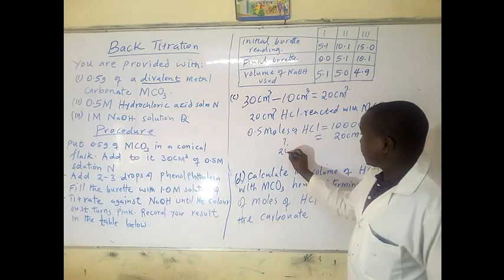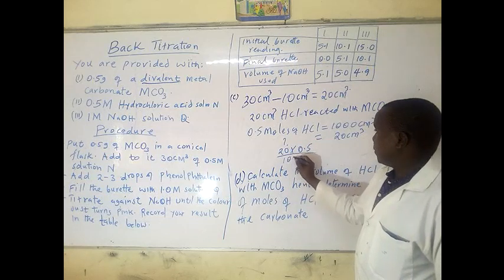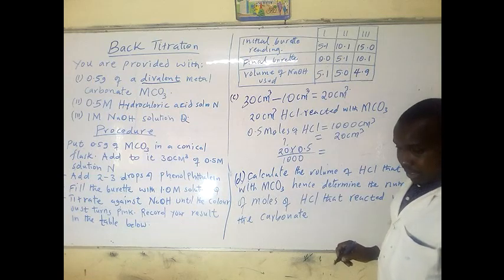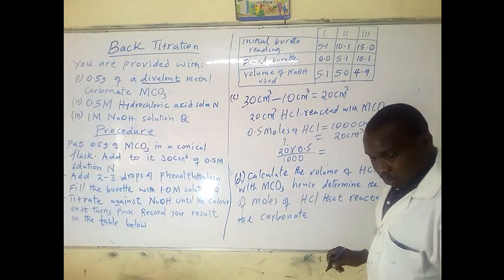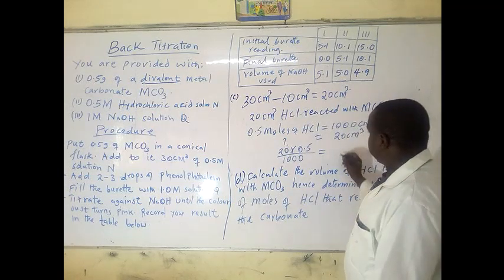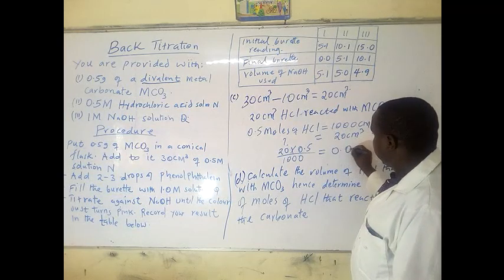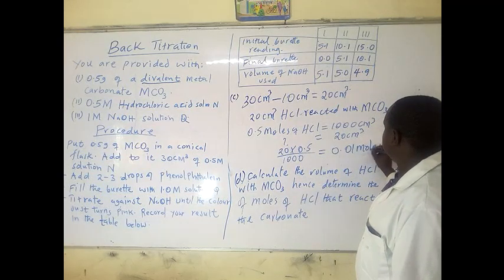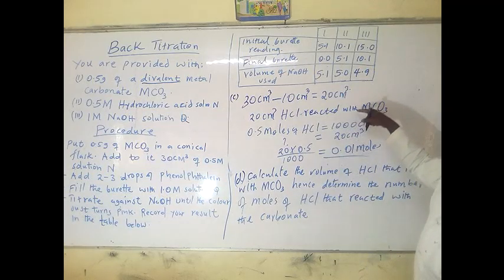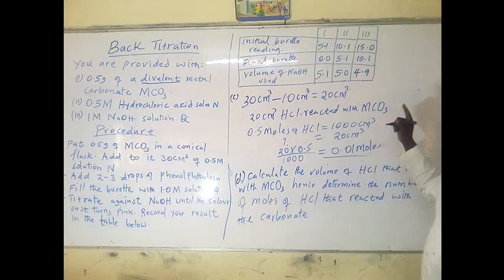So 20 times 0.5 divided by 1,000. This one will give us 0.01 moles. So the number of moles of HCl that reacted with the carbonate is 0.01 moles.